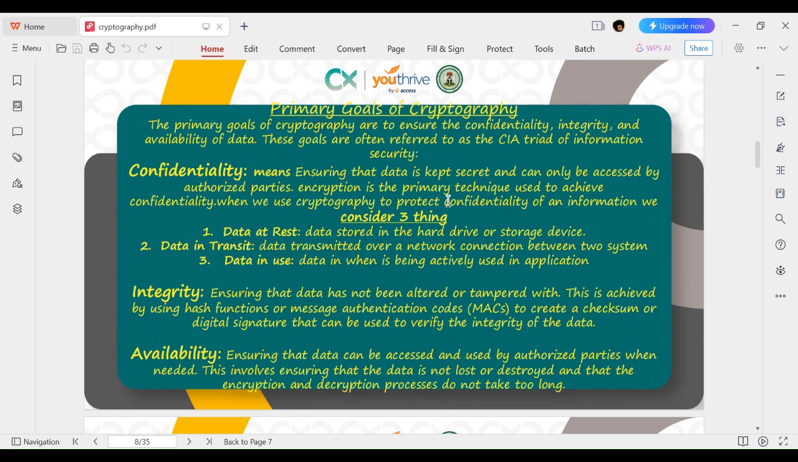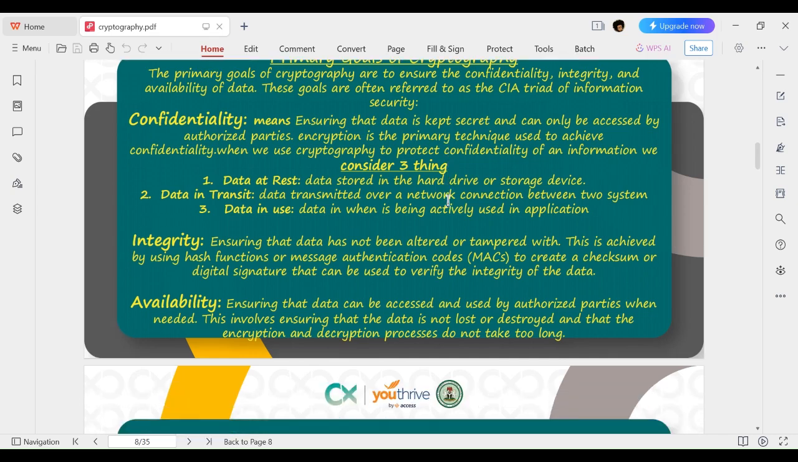The next primary goal of cryptography is integrity. Integrity is ensuring that data has not been altered or tampered with. This is self explanatory. This is achieved by using hash functions or message authentication codes, that's MACs, to create a checksum or digital signature that can be used to verify the integrity of the data.